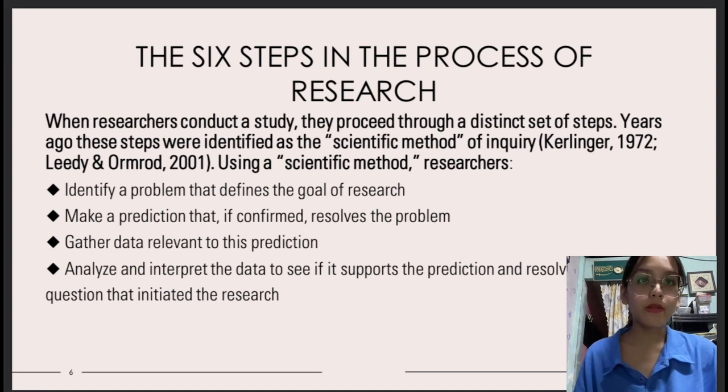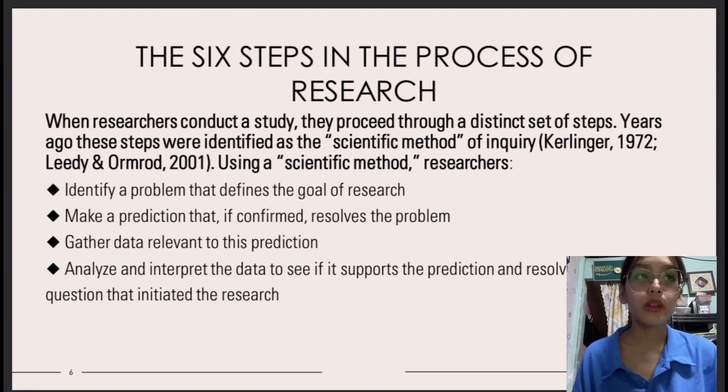The 6 steps in the process of research. So, this approach was described by Kerlinger in 1972 and Leedy and Ormrod in 2001. So, it is identified as a scientific method because it follows a structured and systematic approach to conducting research. So, number 1, identify a problem that defines the goal of research. So, this first step involves figuring out what you want to study or to understand. You start by asking a question or identifying an issue that you are curious about.